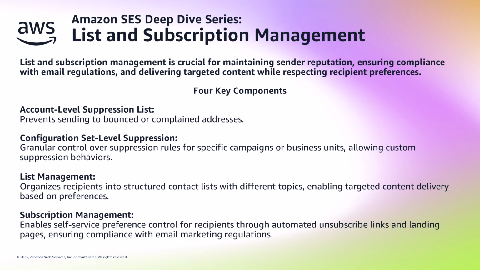We have protection against sending to unwanted addresses through suppression lists, flexible control over suppression at both account and configuration set levels, organized subscriber management through contact lists and topics, and self-service subscription options that respect recipient preferences. These capabilities work together to ensure Awesome Newsletter maintains a healthy email sending environment, complies with best practices, and provides subscribers with the control they expect over their email preferences. This not only improves the subscriber experience but also helps maintain good sender reputation and deliverability rates.